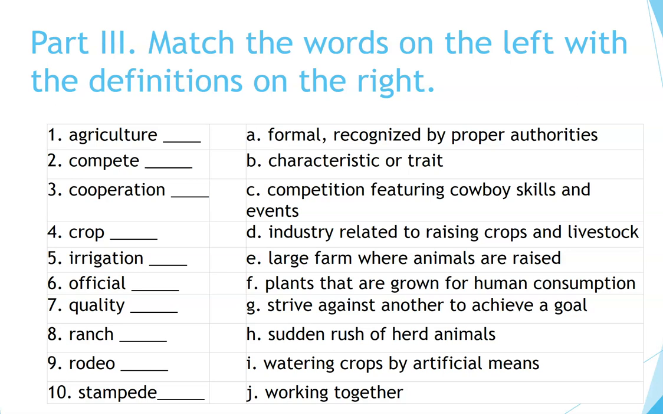Plants that are grown for human consumption. Strive against another to achieve a goal. Sudden rush of herd animals. Watering crops by artificial means. Working together. Feel free to pause the video if you'd like more time.